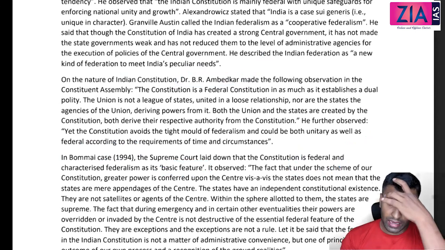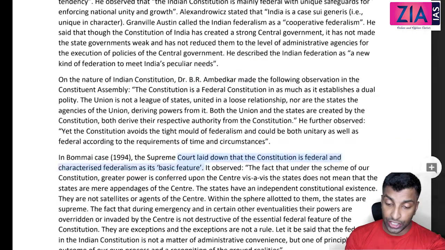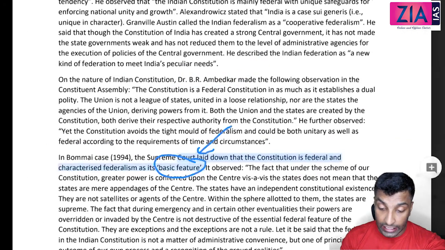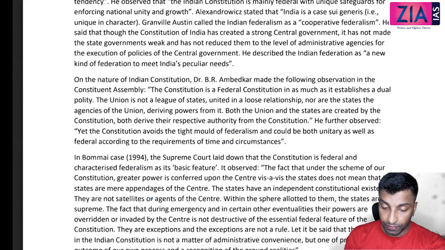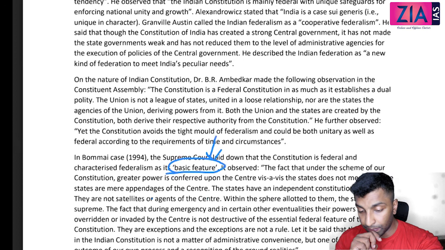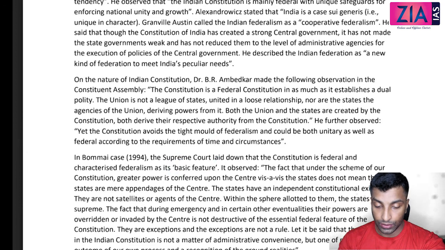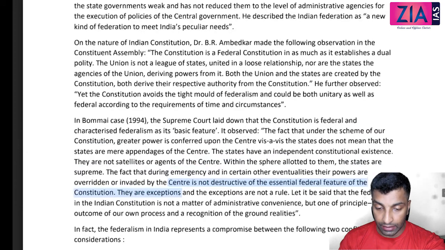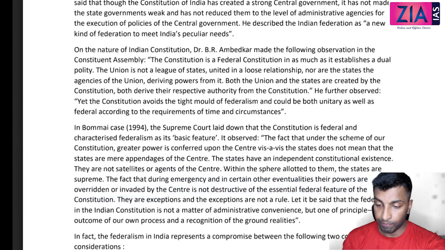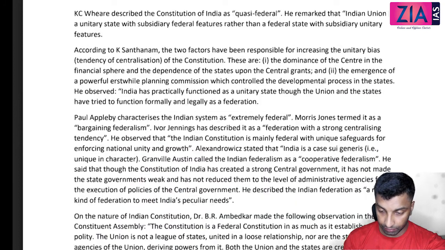Now guys, from where has this basic feature principle come, in which judgment? For the first time it came in the Kesavananda Bharati case. I will be discussing that in detail in the coming session. This doctrine of basic features was introduced in the Kesavananda Bharati case. Later, federalism and all these points were added in the Minerva Mills case. So go with what Dr. Ambedkar is saying. That should be your conclusion.